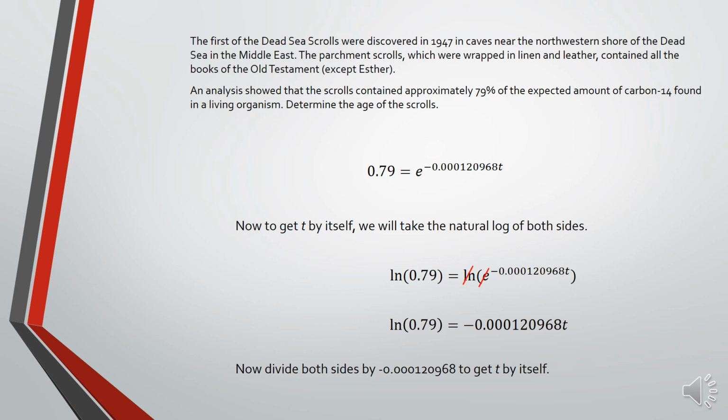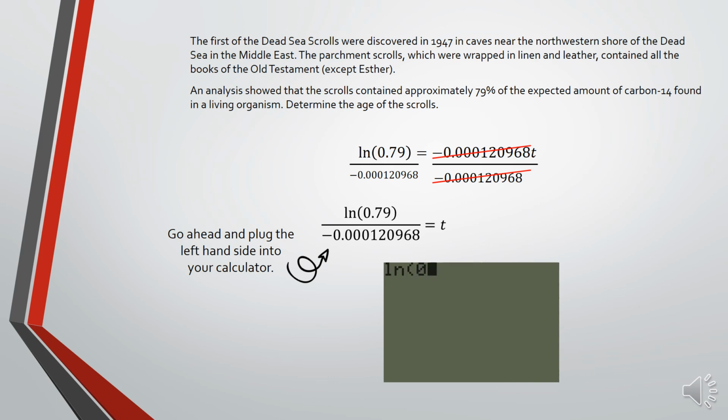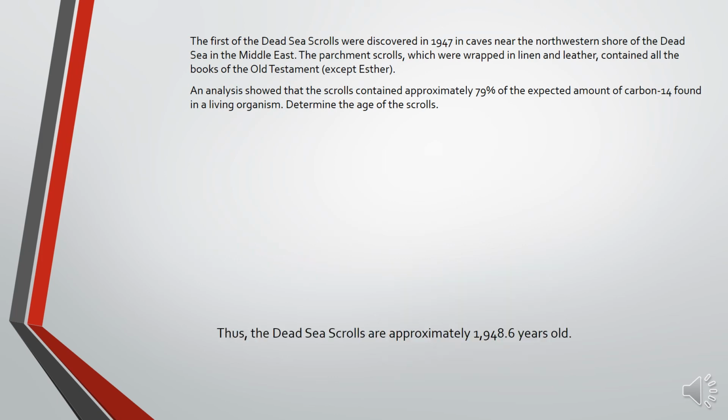Now the last thing we need to do is just get T by itself, so we're going to divide both sides by that coefficient of negative 0.000120968. Then go ahead and plug the left-hand side into your calculator. I've got a screenshot of what that should look like. And thus, now we can see that the Dead Sea Scrolls are approximately 1,948.6 years old. In 1947, that's how old they were.